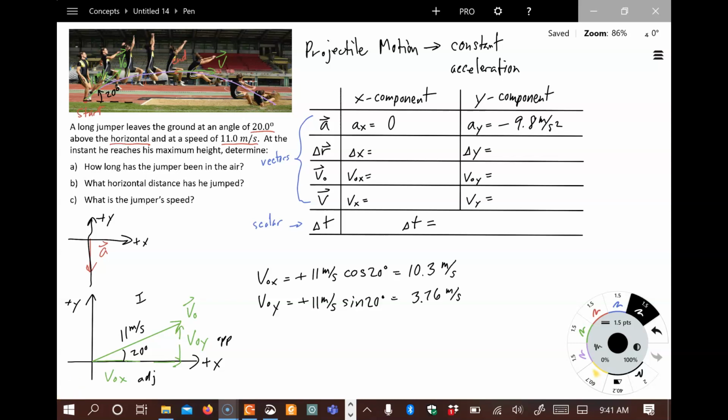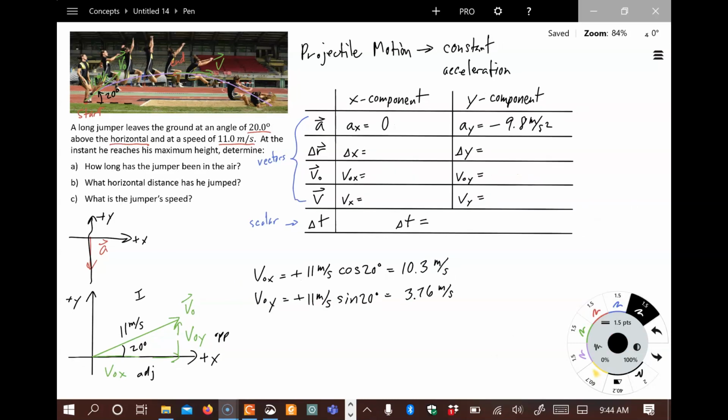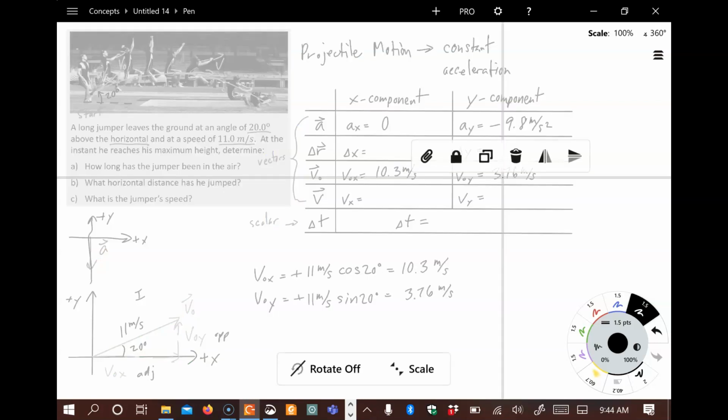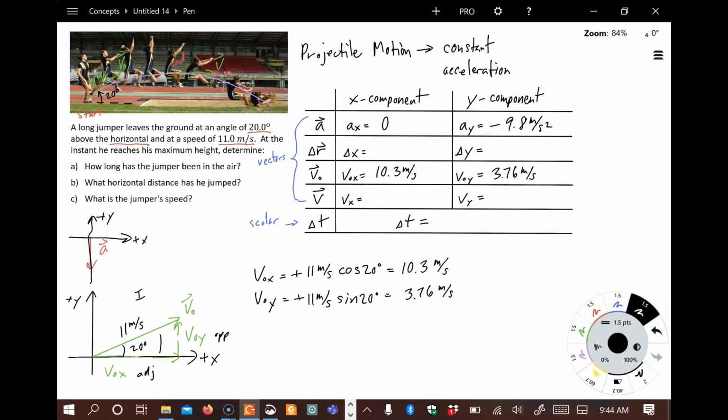initial velocity. Now I want to show you one mistake students make a lot, so you don't make it yourself. A lot of people will do this. They'll write the magnitude here and here. That's not correct. It's these guys that go there, right? So we'll go ahead and put the right numbers in there. So the initial velocity in the x direction is 10.3 meters per second, and 3.76 meters per second in the y direction.